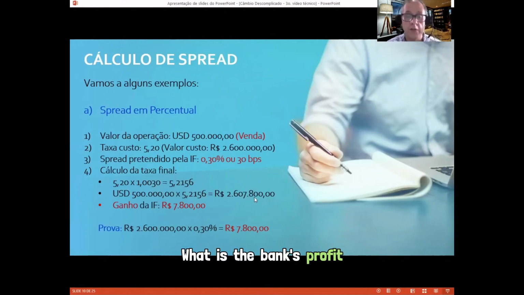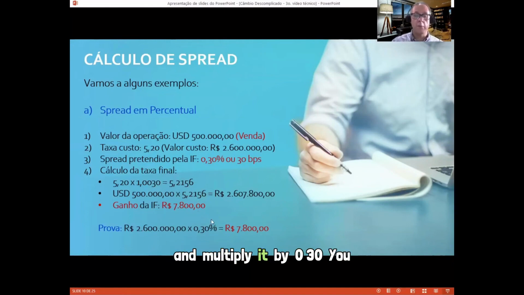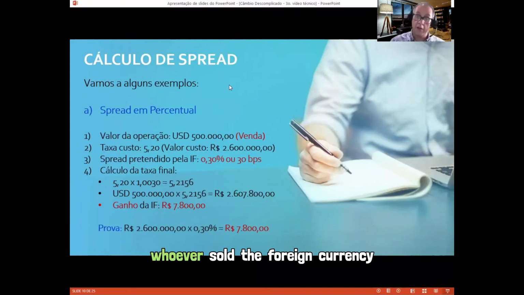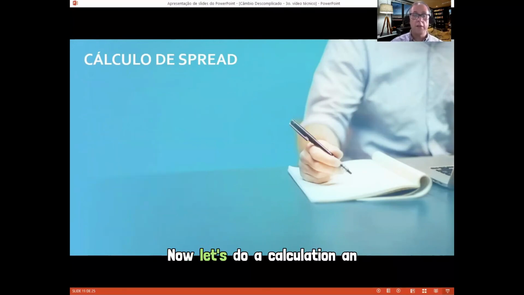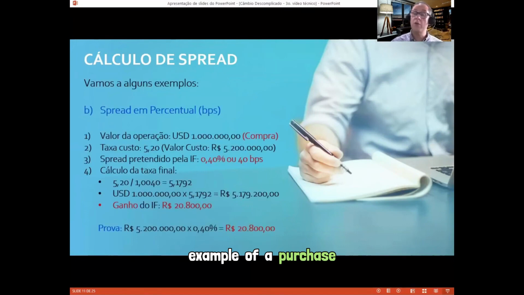What is the bank's profit? 7,800 Reais. Another way to calculate it is to take the value in Reais and multiply it by 0.30%. You will arrive at a profit of 7,800 for the bank, or for whoever sold the foreign currency. Now let's do a calculation, an example of a purchase.